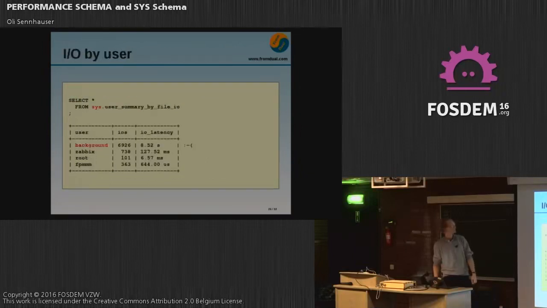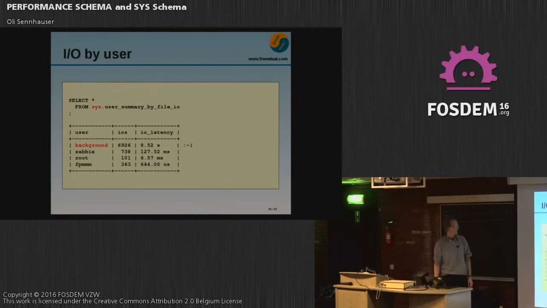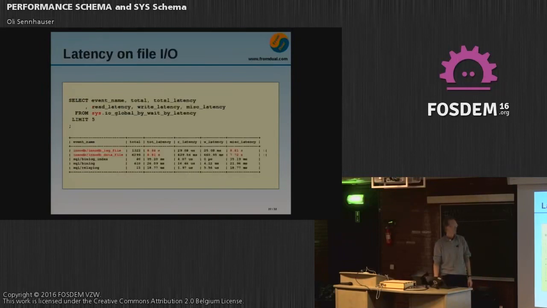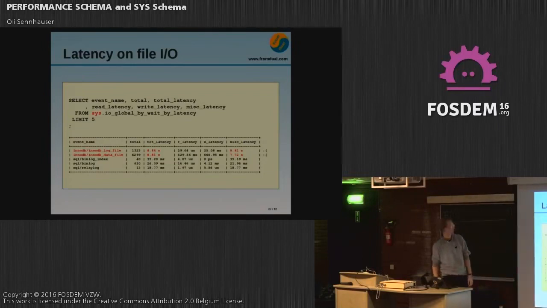Tables which do full table scans. Or I/O done by user, pretty interesting. Background process, unfortunately, does not really help much because I want to know which application or user it is. Latency: which are the files causing most latency? Okay, InnoDB log files, InnoDB data files. I think I knew that by heart.